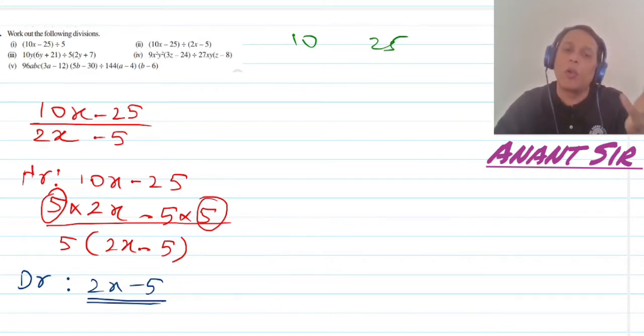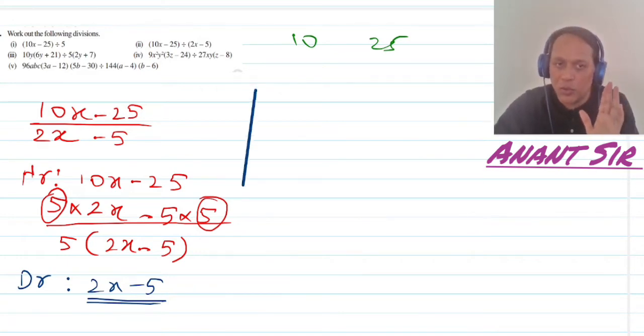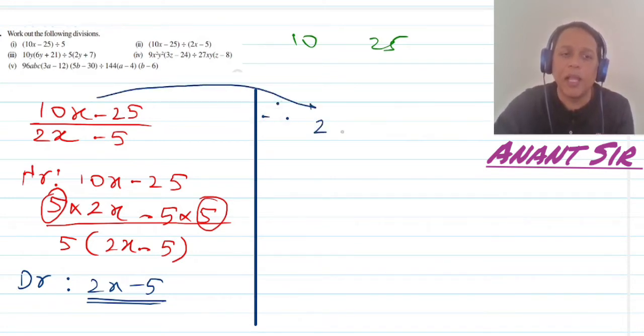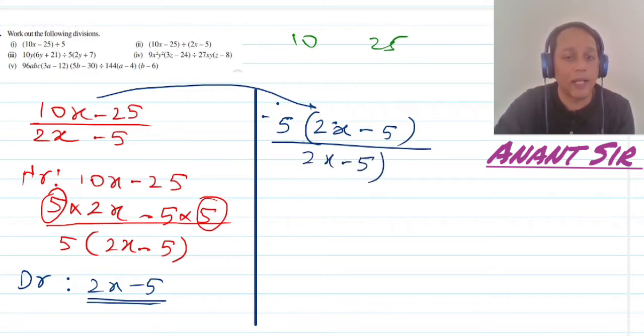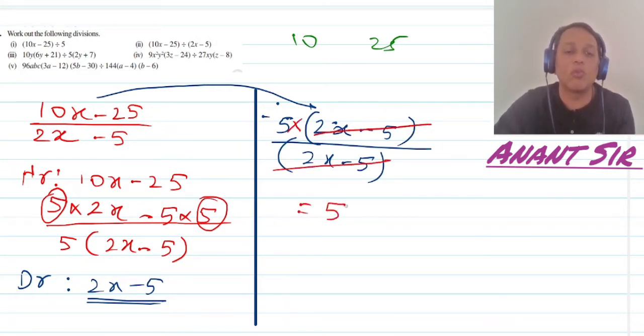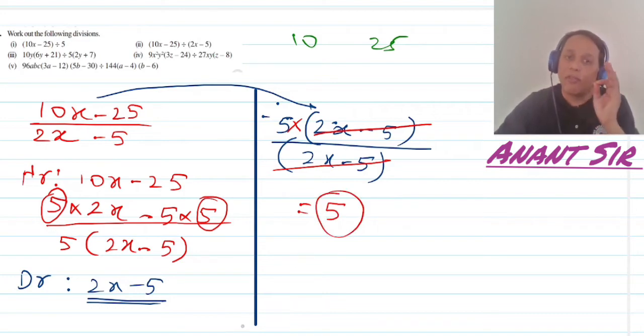So we cannot simplify the denominator. So now we are going to put the values. Therefore 10x minus 25, I will write as 5 times (2x minus 5), and the denominator remains as it is and cannot be simplified. Now you can cut the two brackets directly, 2x minus 5, 2x minus 5. So what remains is the answer, 5.